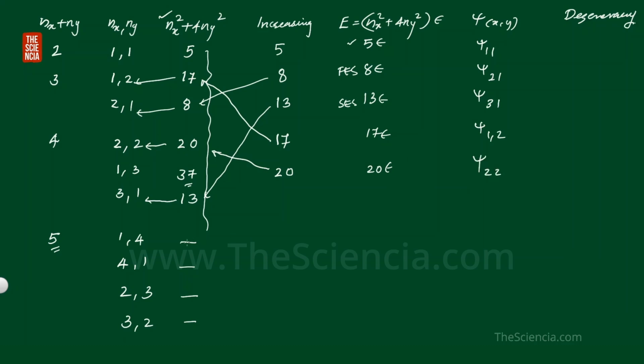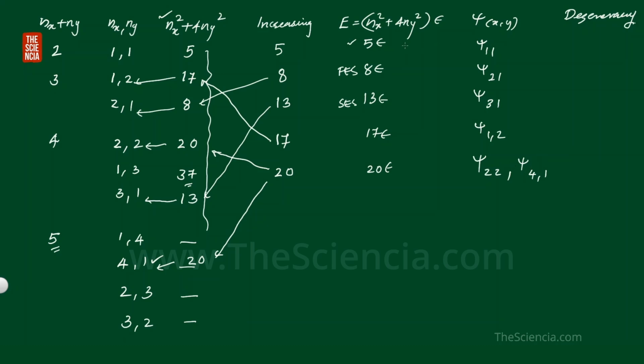And here, if you consider the nx square plus 4 ny square value for the 4 1 combination, again you will get the value 20, right? That is 4 square plus 4, which is 20. So for the case of 20E, there is another wave function. For 20E, it corresponds to another wave function also, that is psi 4 1. So there are two combinations.